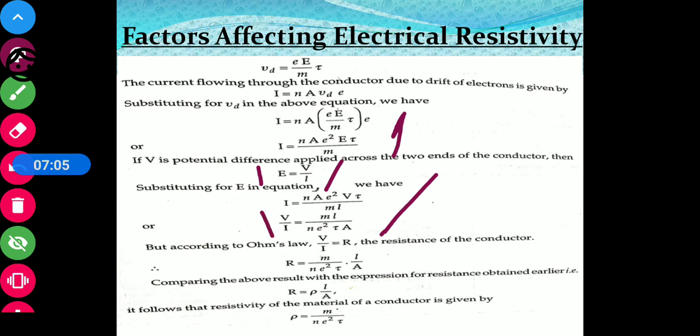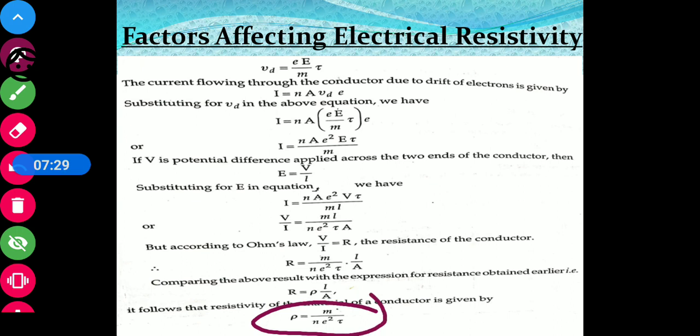Rearrange this expression: V upon I is equal to m l upon n e square tau A. But V upon I is R, so in place of this you can write R and simplify it. Also R is rho L upon A. So from both equations we can conclude that rho is equal to m upon n e square tau.